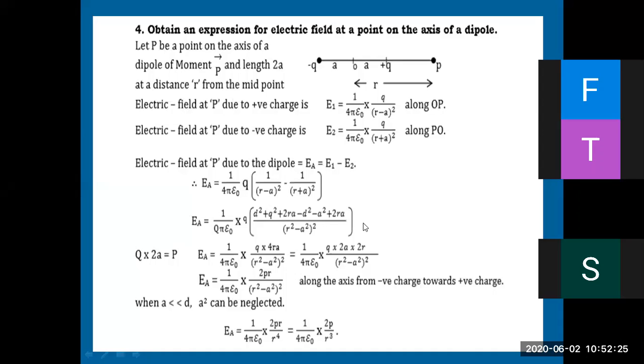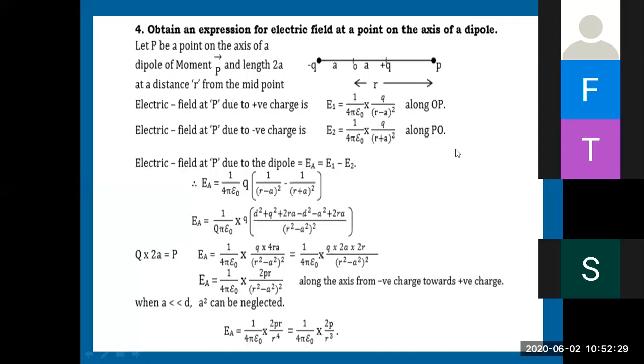Okay. We will use that formula now. A plus B into A minus B, you see, it is A square minus B square. A plus B here is R plus A. A minus B is R minus A. A square minus B square means you will get R square minus A square. Since we have one square on top, this will be written as the whole square.